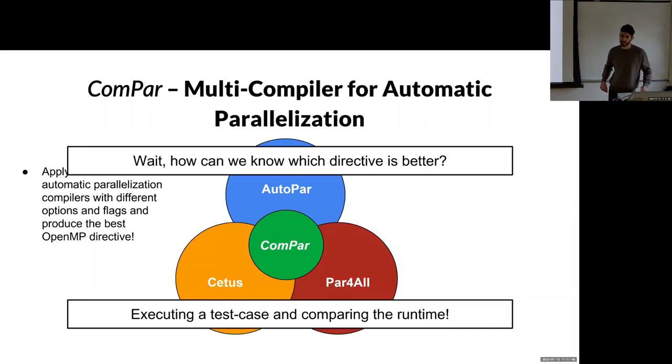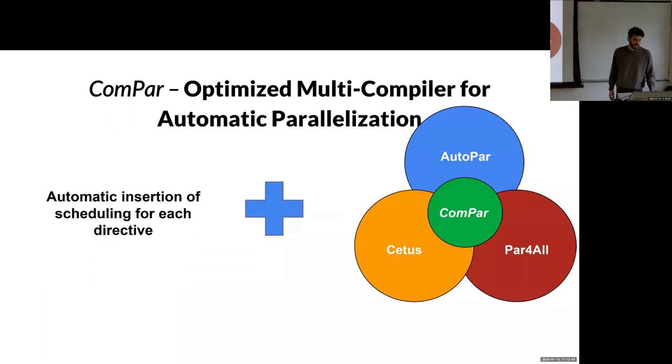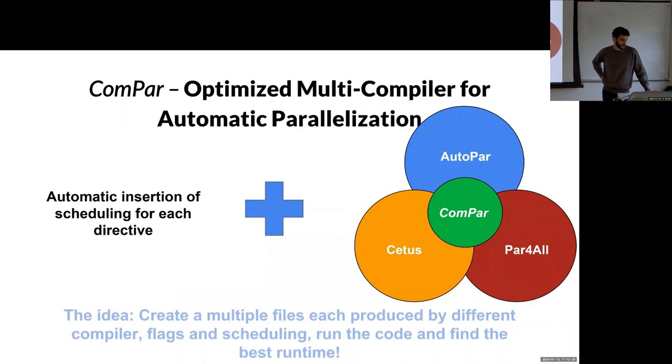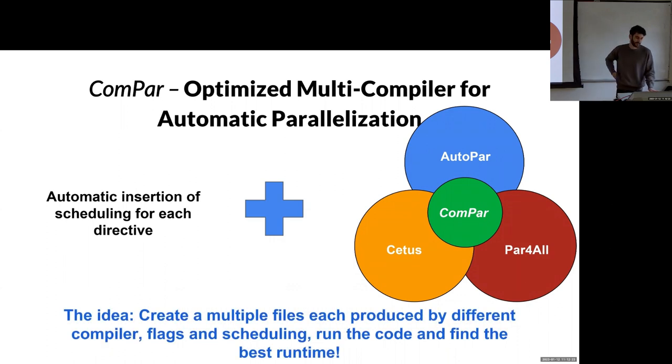And because we execute these codes, we can actually do another fine-tuning of the OpenMP directive. What about scheduling? Okay, so after we apply these directives, we can actually insert another type of scheduling: schedule static, dynamic, and even operate some runtime libraries, such as setting the OpenMP threads. And then we can really fine-tune and optimize the directive. So the idea is taking these three compilers, creating combinations of applying them to each for loop, and then inserting scheduling. And then we create multiple files, execute them, and choose the best one.